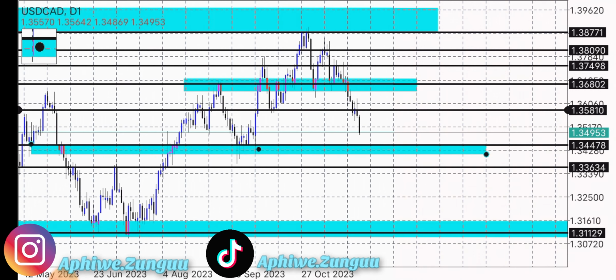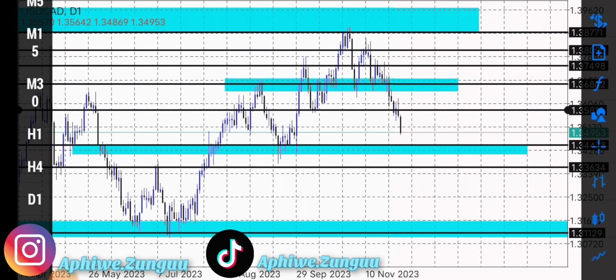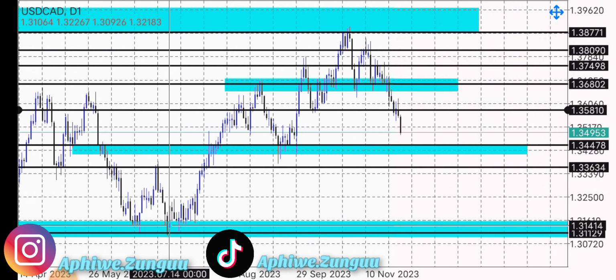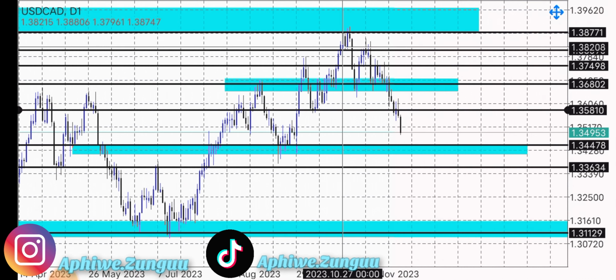So from there, in the daily time frame, we can actually see that the market has been moving towards the upside. The market came from support, and then it hit that all-time high, and from there it changed direction. Now we're currently going towards the downside.